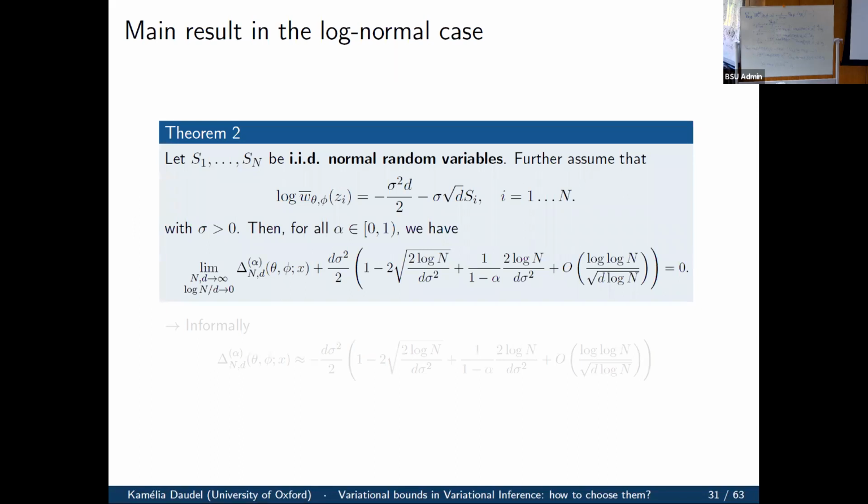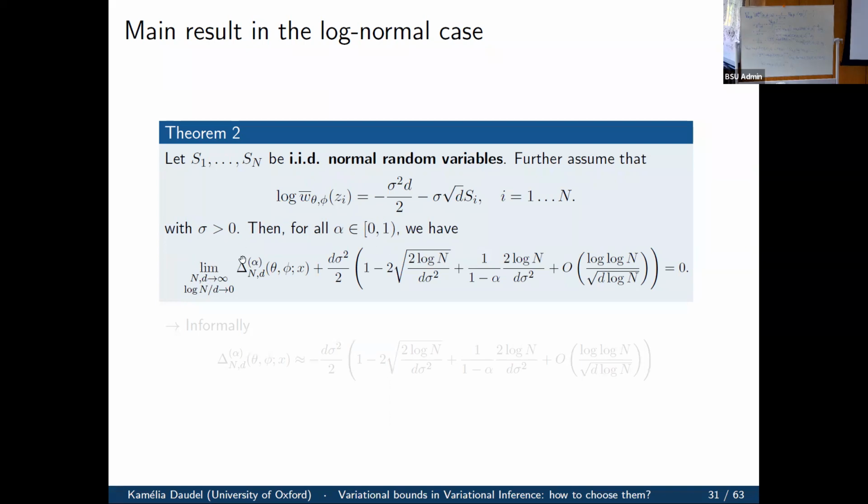So here's the main result that we have, which I'm going to refer to as theorem 2. S1 to Sn are my IID random variables. I'm assuming that my weights might have a log normal distribution of the form we have seen in the example 1. And sigma is positive, of course, as otherwise it's not super interesting. And then we have this kind of asymptotic result. This is a result that holds for alpha in the range I've been interested in so far.